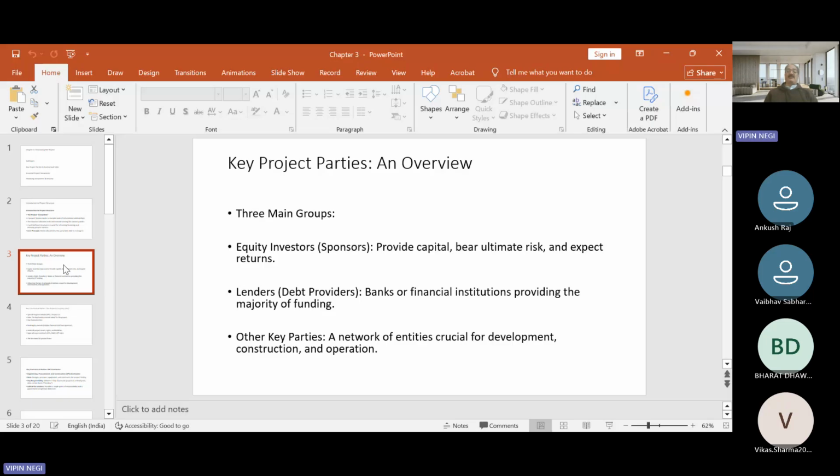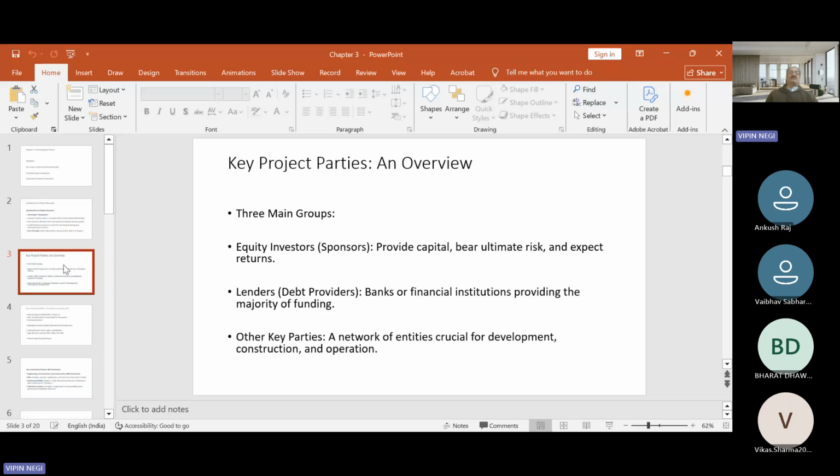Then EPC also provides a performance guarantee to the SPV, right? It may choose to subcontract a certain portion of the assignment to other contractors, but such subcontracting does not relieve it from its sole responsibility of delivering a constructed project to the SPV. So these are the main features of the EPC contractor.